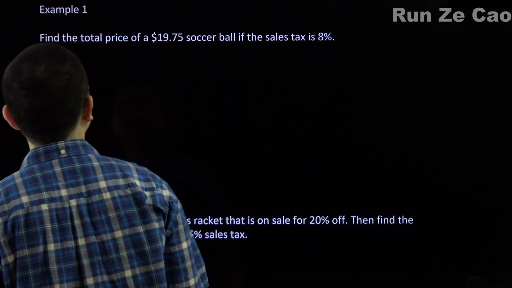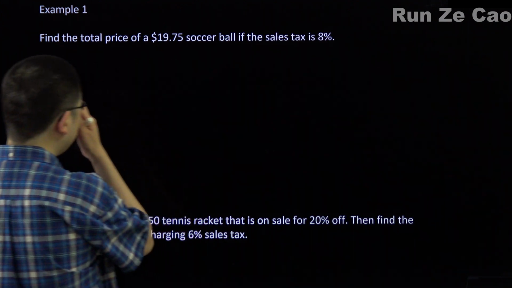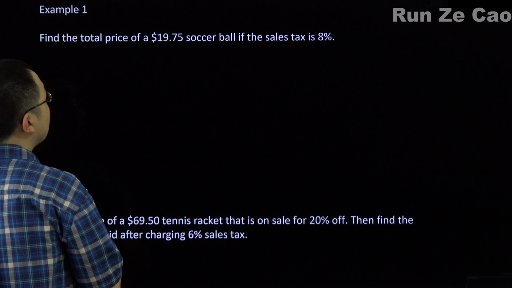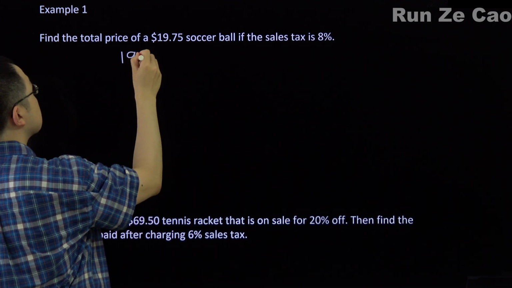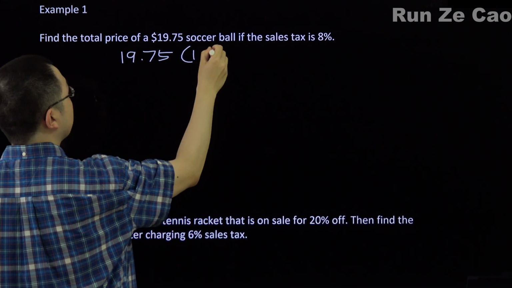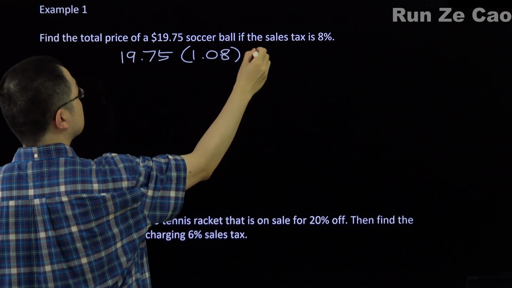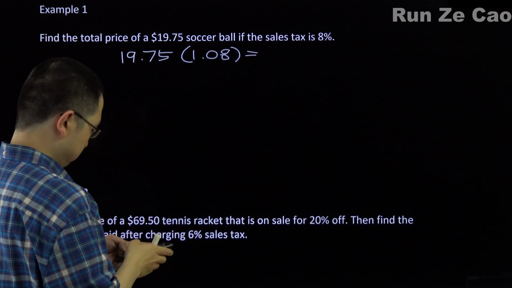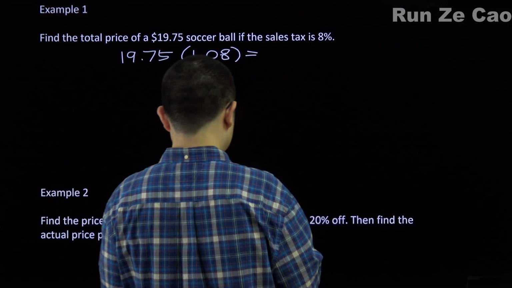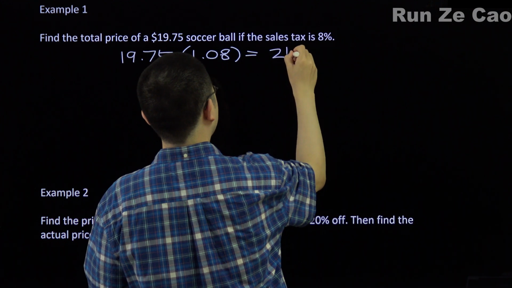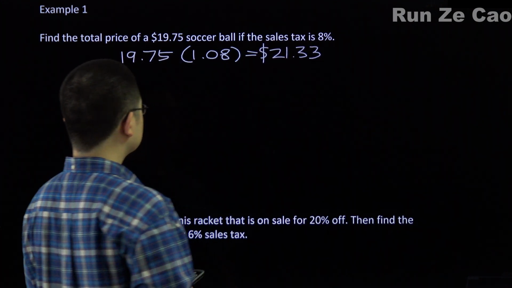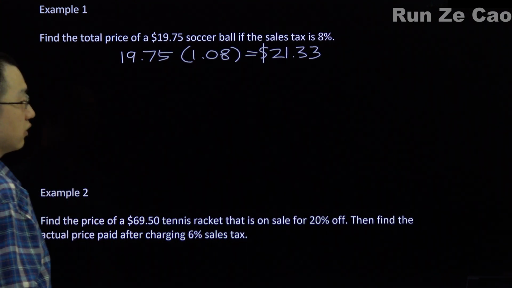Find the total price of a $19.75 soccer ball if the sales tax is 8%. Well, you're looking at 19.75 times 1.08, which equals $21.33. This is the total price of your soccer ball.